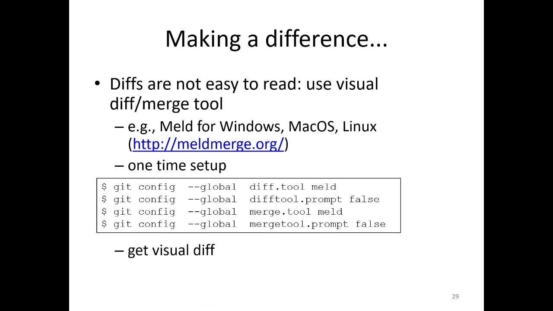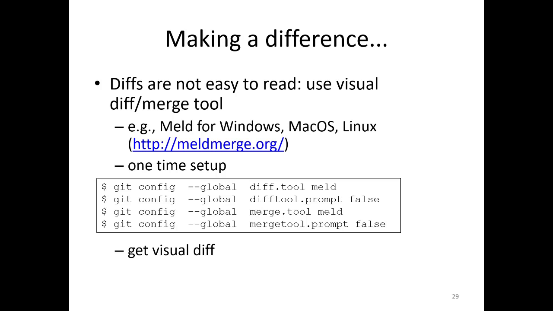Actually, diffs are not so easy to read, but you can use a visual diff merge tool. And for instance, a good one is Meld, which you can use on Windows, macOS, and Linux. And again, the setup is fairly simple. You do a git config --global for the diff tool and the diff tool prompt, merge tool, and merge tool prompt. You set those prompts to false.